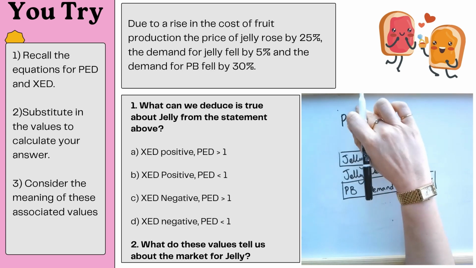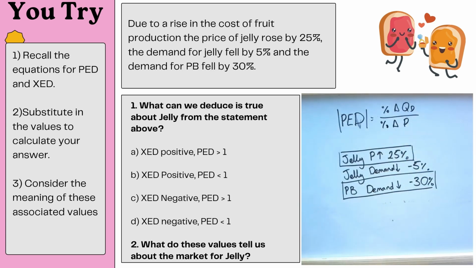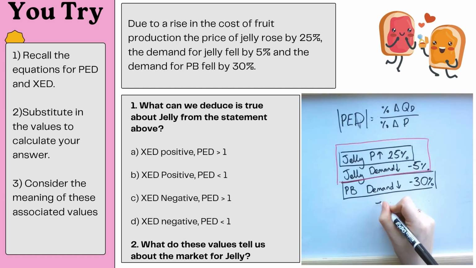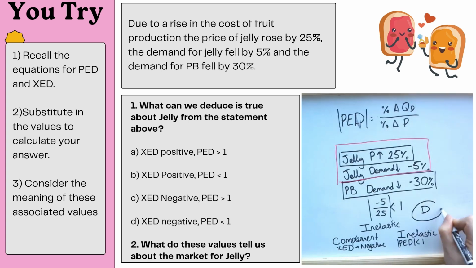The second part is to know the PED value. We know that PED only needs to be given as an absolute value, and to calculate it, we find the percentage change in quantity demanded divided by the percentage change in price. Now for PED, we're thinking about the same good, and we have two pieces of information for jelly. So we're going to show that the change in quantity demanded was a fall of 5, so negative 5, divided by the change in price of 25, and any number divided by a bigger number will give us a value less than 1, and so we know the PED will be inelastic, which tells us that we have a good that is a complement because XED was negative, and it is inelastic because PED was less than 1. And so we can see that the answer is D.